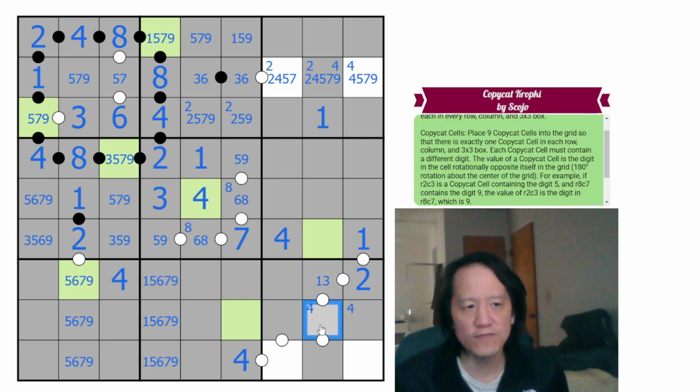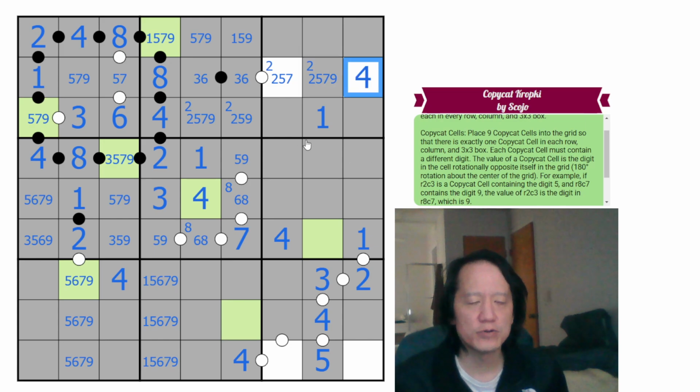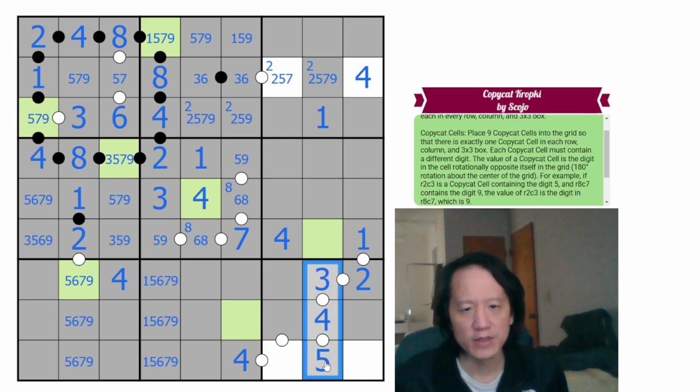This cannot be 2 in value anymore, so this has to be the 4 in value. This has to be then 3 in value, and this has to be 5 in value. So this is 3, 4, 5. Which means this can't be 4, and this can't be 4. Therefore, this is the actual 4, but we don't know if it's a copycat cell or not. This would have to be 3 or 5 in value, but the problem is 3 and 5 are already there. Therefore, this must be the copycat cell.